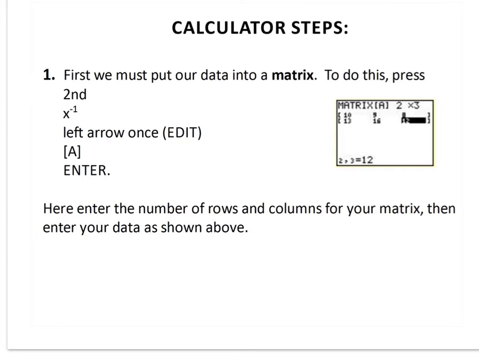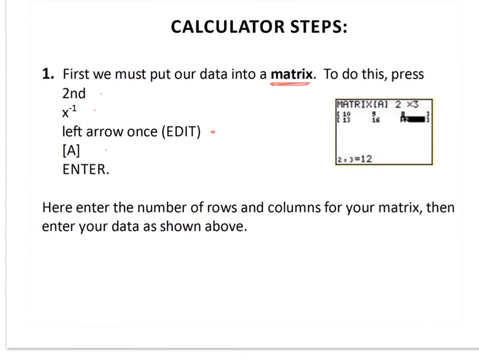So the first step is we're going to enter all of our data into a matrix in the calculator. So you may be familiar with this from Algebra 2 or pre-calculus or another math before. So to do this, you're going to press second, then the X minus 1 button, and use the left arrow to get to the edit screen, and then press enter on matrix A. And here, in matrix A, you're going to enter the number of rows and columns for your matrix.